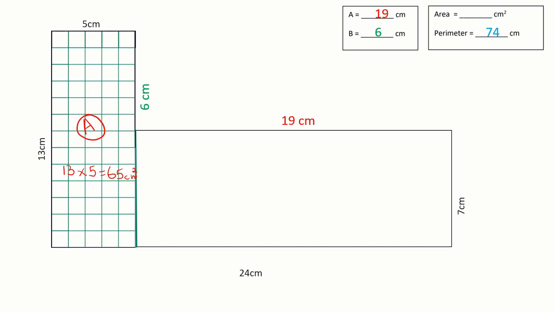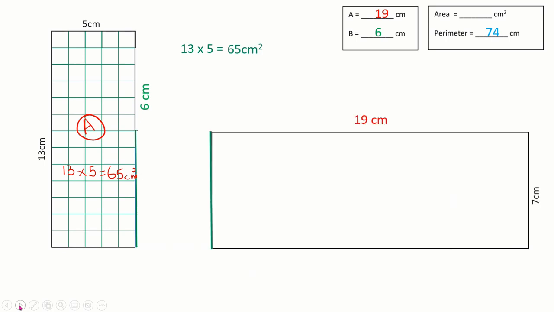Be very careful here because often children use the wrong numbers. Now I have to calculate the area of this second shape over here. What do you think are the numbers I'm going to use? Some of you might be thinking it's 24, but 24 is not the right number to use. So that was my first bit, 13 times 5. So I've got that. What are the dimensions of this section here? I'm going to call this section B.